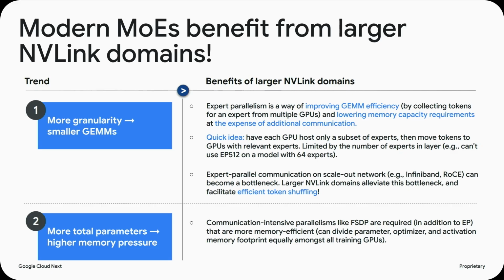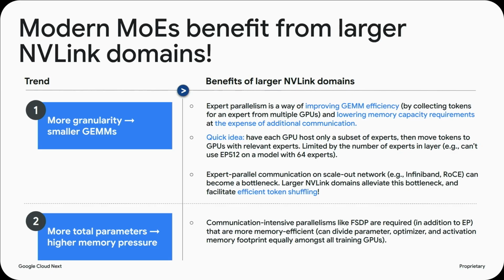But this doesn't come for free. You need to pay some communication cost to actually route the tokens to the GPUs that have the experts that are going to be executed for those tokens. And this communication cost scales roughly with top K, right? So if you're training a model that has higher top K, then there's more communication associated. And so larger NVLink domains really help ameliorate this extra communication overhead that comes from deploying expert parallelism for these quite granular MoE models.